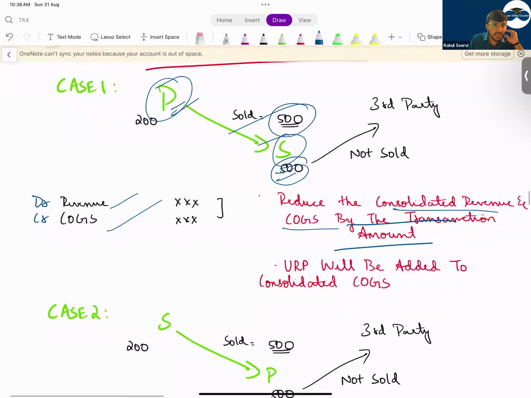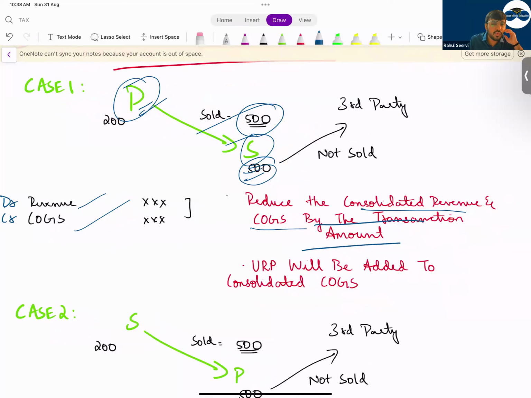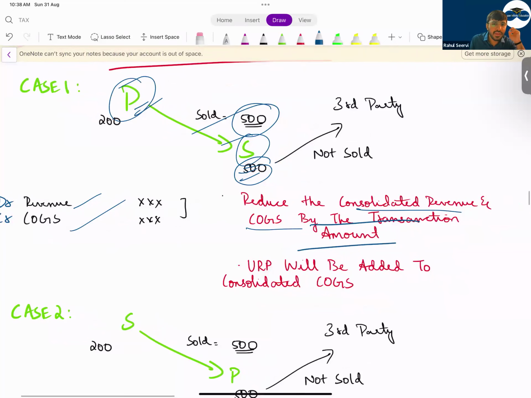Then sir, what do we do? Can I say URP will be there? Now, what is the URP? Can I say URP will be calculated on what, sir? URP will be calculated on the goods which are not sold. So the full goods are with the company. So the URP is how much, sir? The URP is 300 here. Now, which company has recorded the profit? Parent company has recorded the profit.